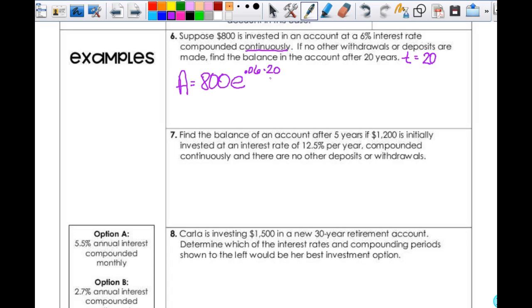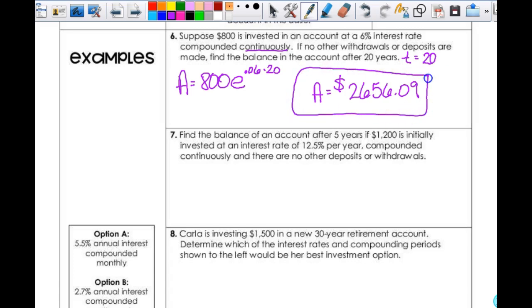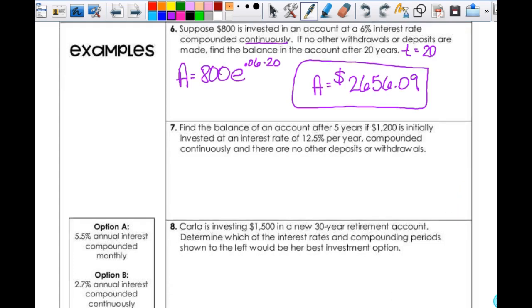All right, Ricky, tell me what you got. $2,656.09. Okay, do y'all agree with that? Yes? Okay, good. Again, make sure that you're getting these. Don't just wait for somebody else to type them in. All right, then go ahead and work on number 7. Set it all up on your own.